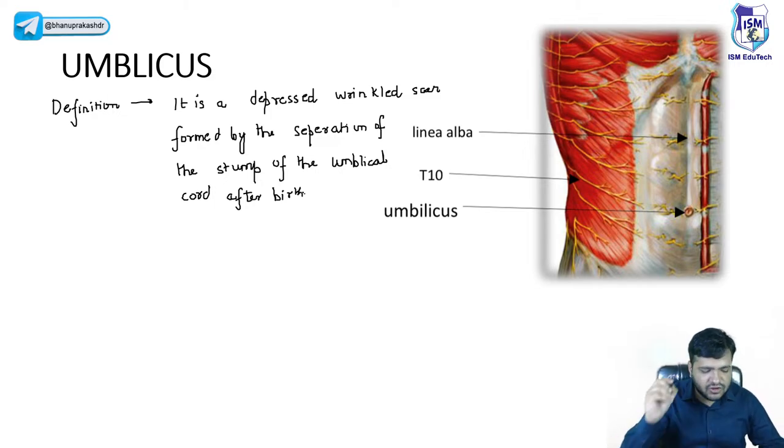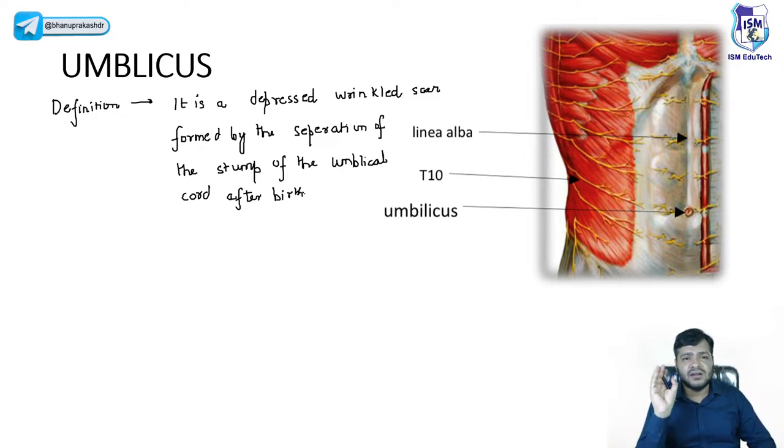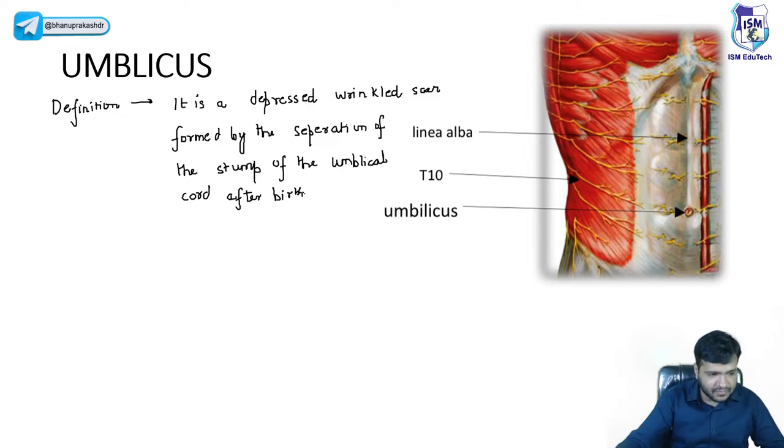Now, what is actually umbilicus? It is a depressed, wrinkled scar. You already know umbilicus is the region where the umbilical cord is present. And after the birth, what do we do? We cut the umbilical cord and remove it. So the scar that remains after cutting is what is called the umbilicus, right?